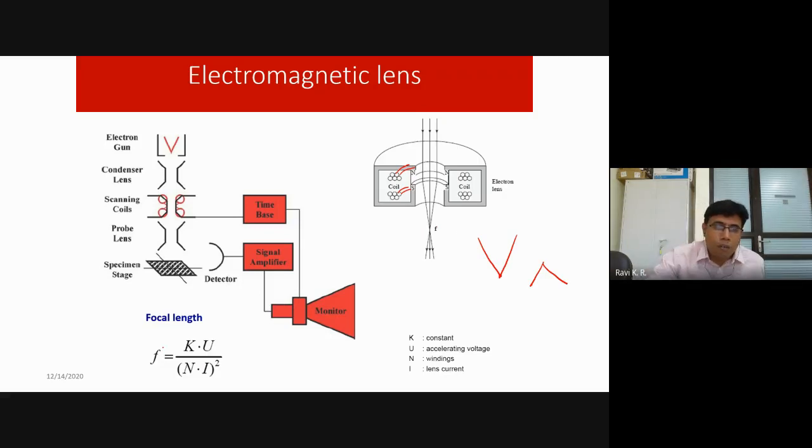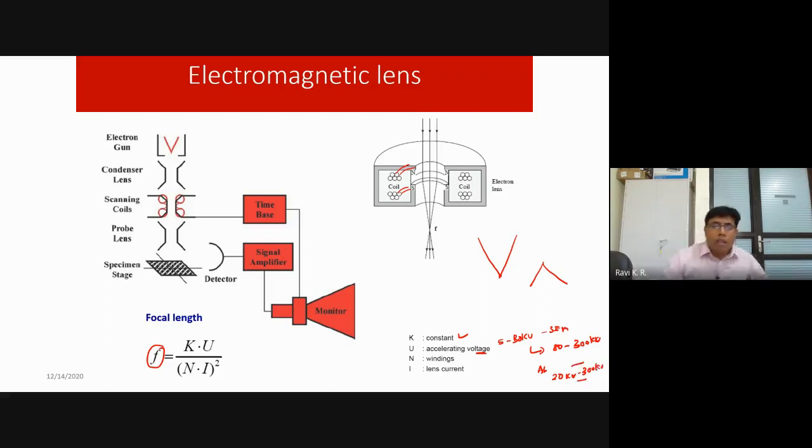Another thing is the focal length, f. If you look at any microscope, K is a constant and U is the accelerating voltage. If you are using an SEM, we actually vary U from 5 to 30 kV. In TEM, we may go from 80 to 300 kV. But if you have an aberration corrected TEM, you can work from 20 kV, and generally you can go up to 300 kV. This is how we work.